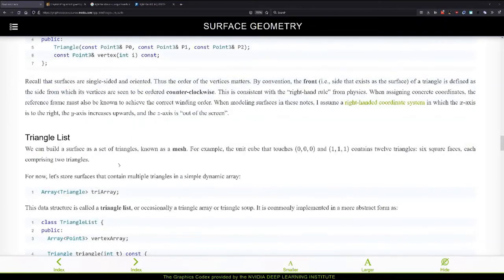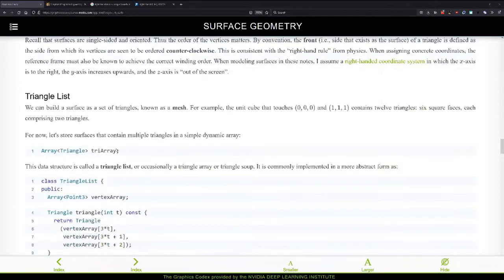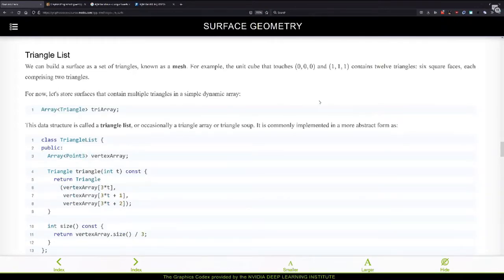Okay, so the triangle list is just a set of triangles known as a mesh. The unit cube that goes from 0, 0, 0 to 1, 1, 1 contains 12 triangles, 6 square faces, each comprising 2 triangles. That is extremely common. It's probably the most common shape that people draw in a graphics API, aside from a single triangle, a cube. Every time I've done any type of learning a graphics API, I end up making a cube.